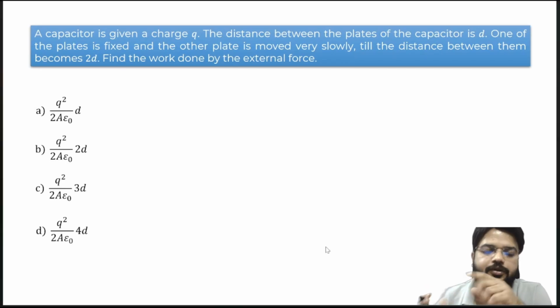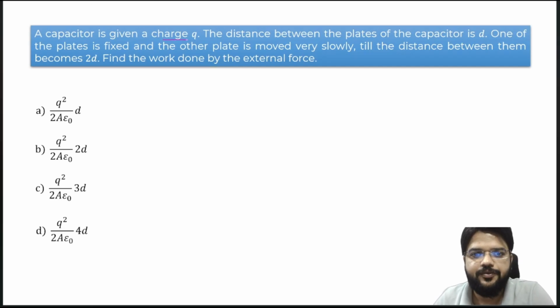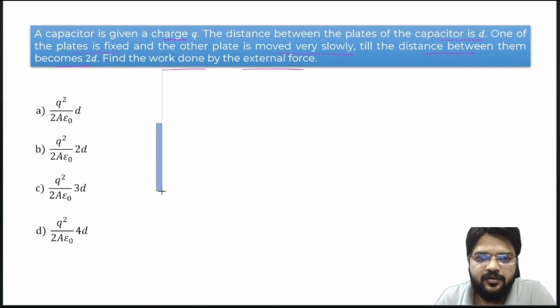Let's see one question on the basis of this concept. A capacitor is given a charge Q. The distance between the plates of the capacitor is D. One of the plates is fixed and the other plate is moved very slowly till the distance between them becomes 2D. Find the work done by the external agent. So we want the work done by the external force or external agent here. So what is happening here? We have two plates and the first plate is fixed, correct? And the second plate is present at distance D.